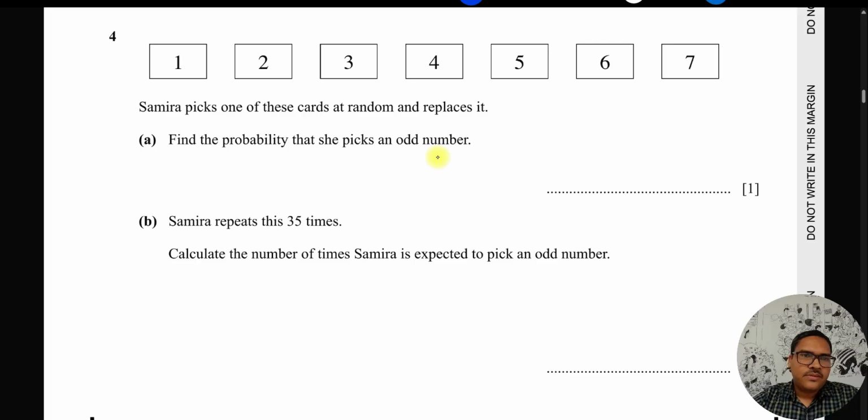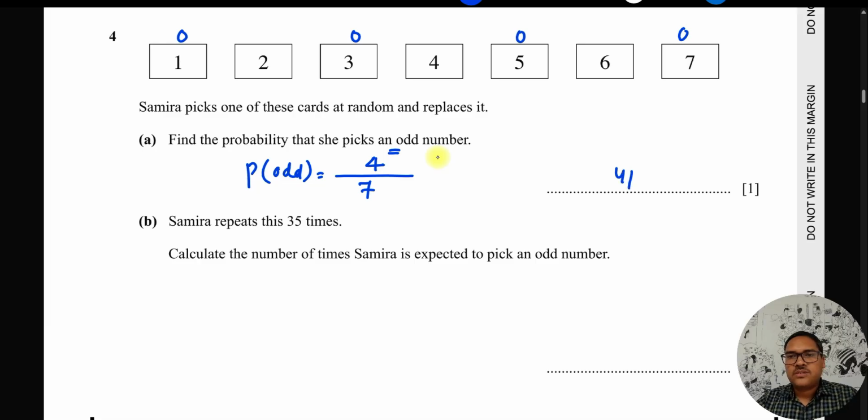Now, Samira picks one of these cards at random and replaces it. Find the probability that she picks an odd number. How many cards are there? There are 7 cards, you can see. And out of which, how many are odd numbers? This is odd, this is odd, this is odd, and this is an odd number. So 4 cards are odd. So what is the probability? 4 by 7. This is the answer for this question.